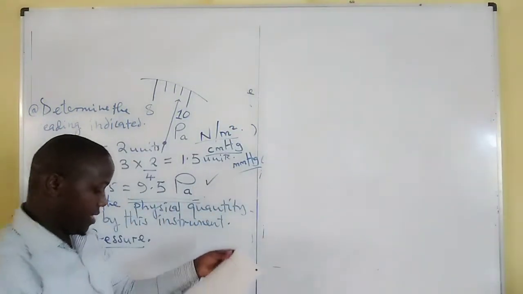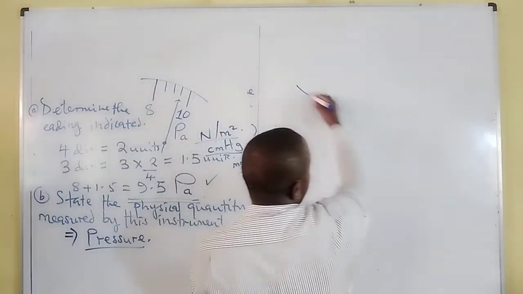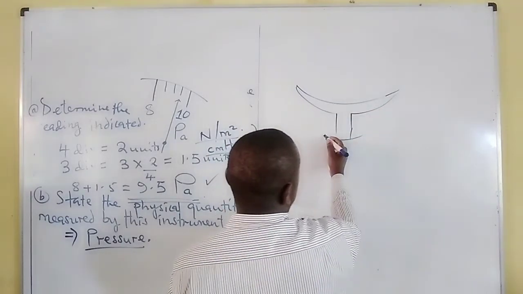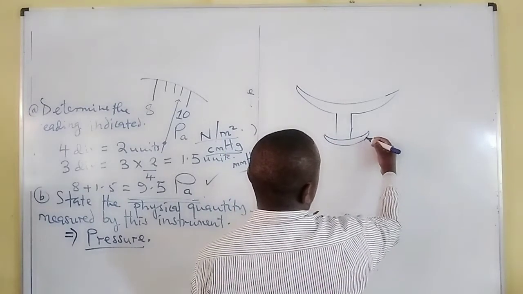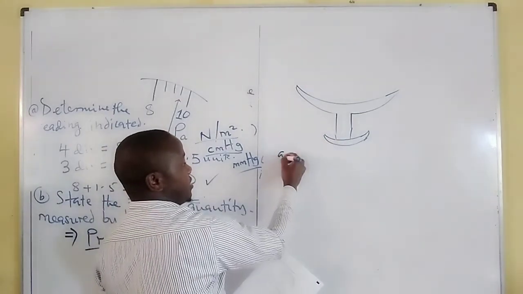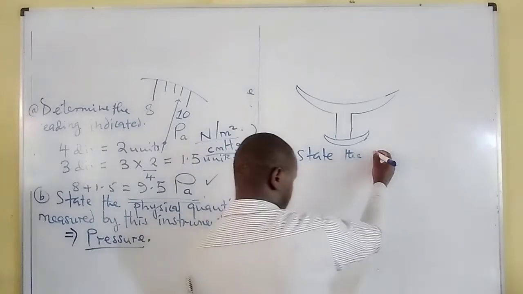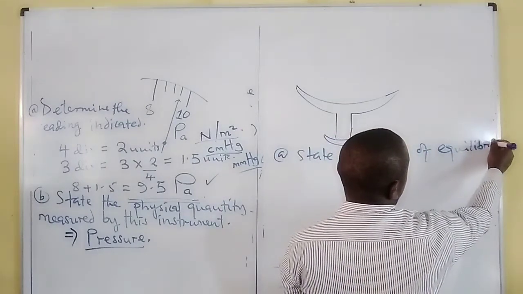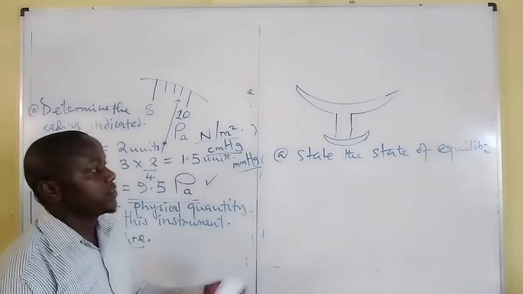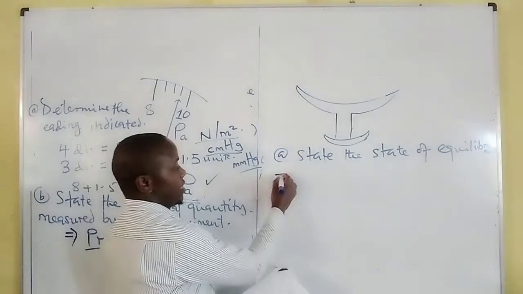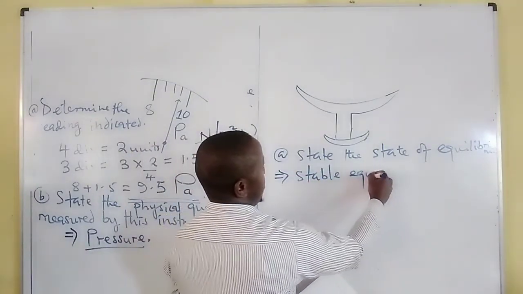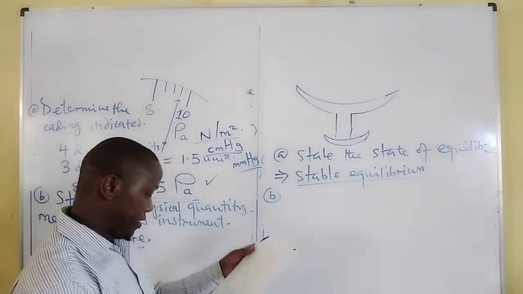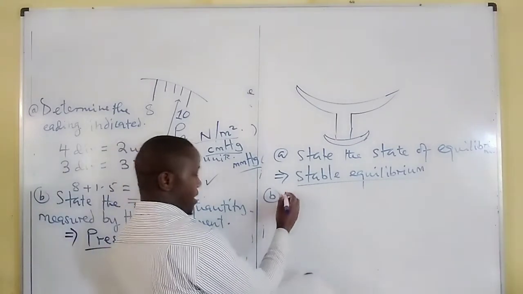Part A: identify the state of equilibrium. If the diagram is like that, we have to identify the state of equilibrium. The state of equilibrium indicated here is the stable equilibrium. And in part B, we are told to state the reason for the answer in A above.